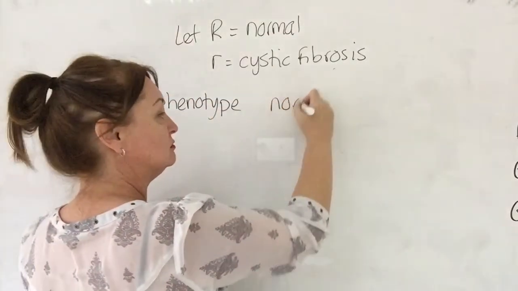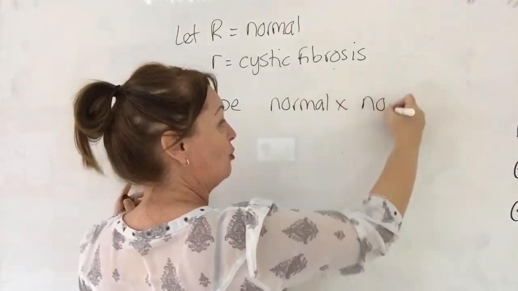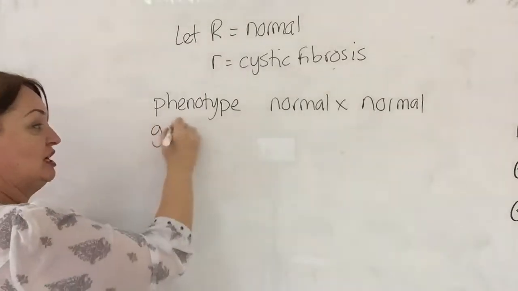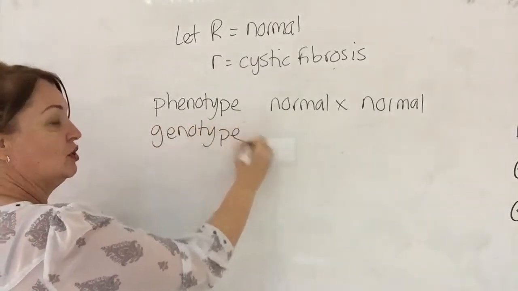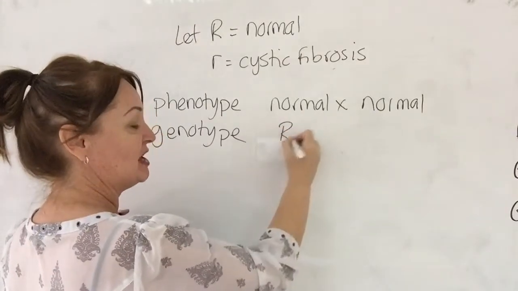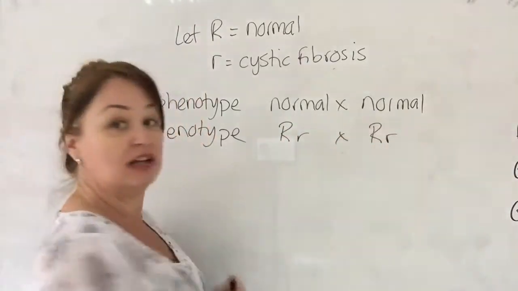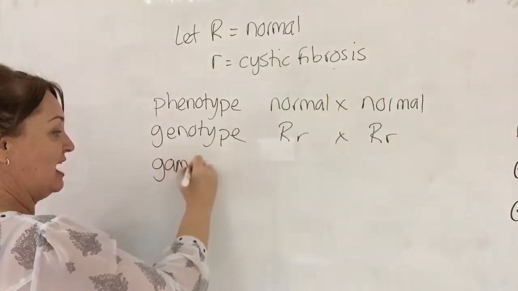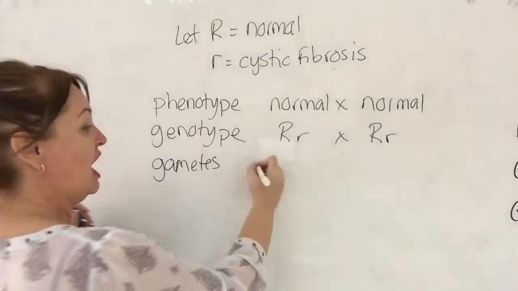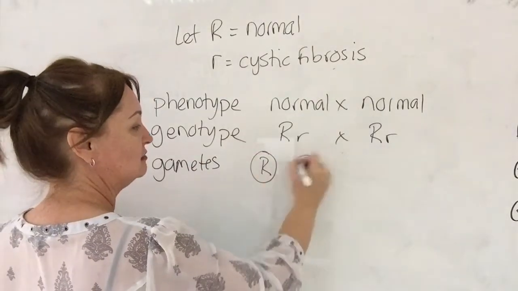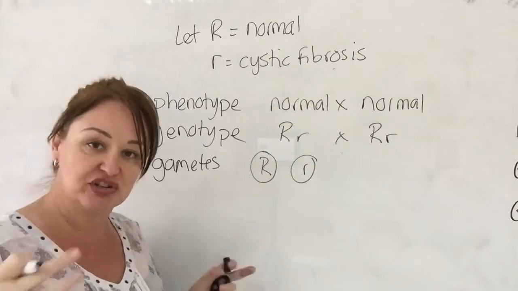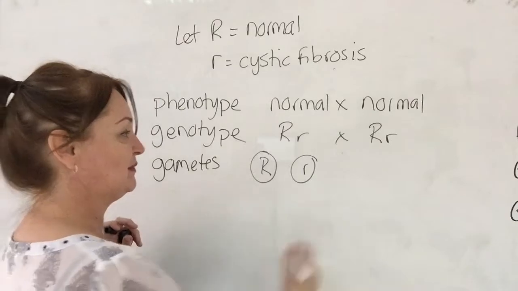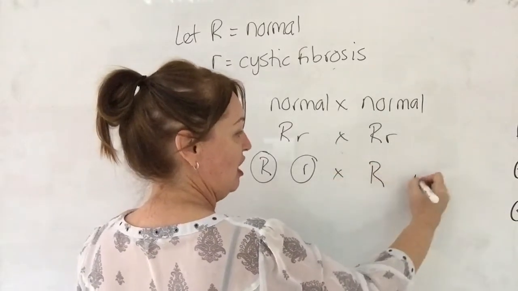So we're going to say that the phenotype was normal times normal, both mum and dad, perfectly normal, no problem. But the genotype, we said they were carriers, so we're going to have big R, little r times big R, little r. Both of them were carriers. And so the gametes that they can produce are either big R or little r. Again, I'm circling them to show the discrete nature, to show that they are gametes. That's what the exam board wants, even though the book doesn't do it. Times by a big R and a little r.